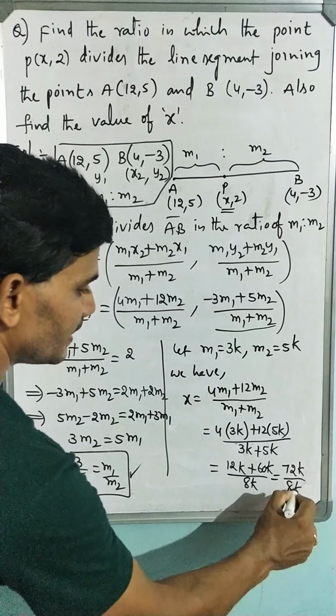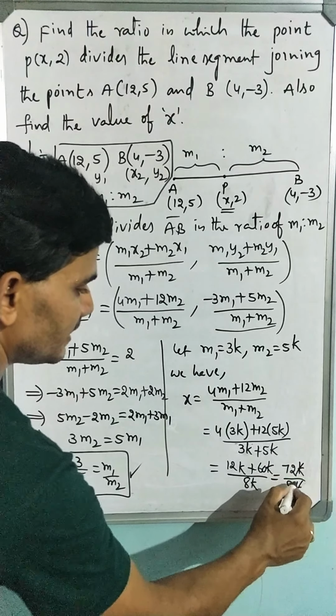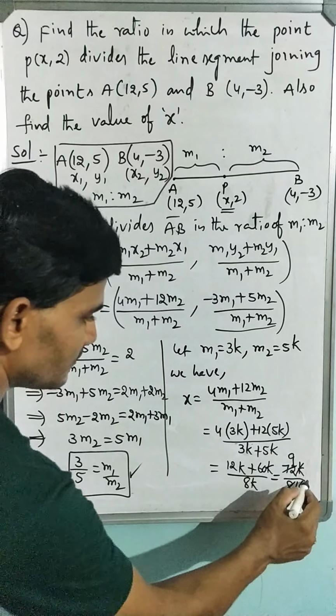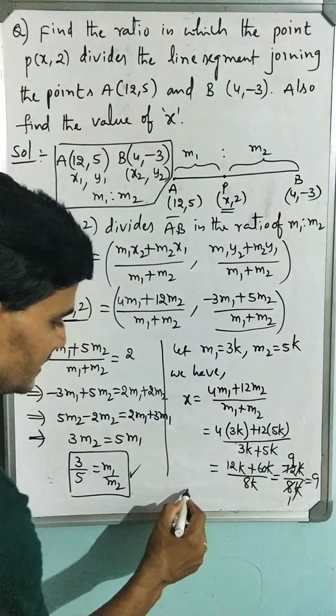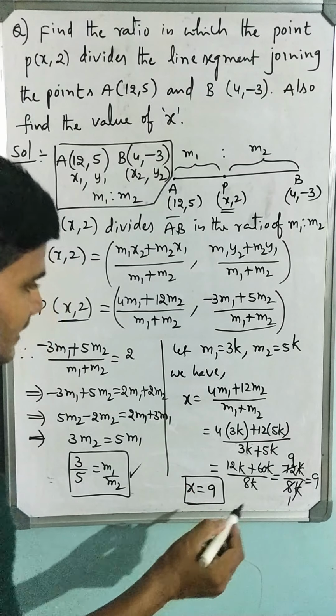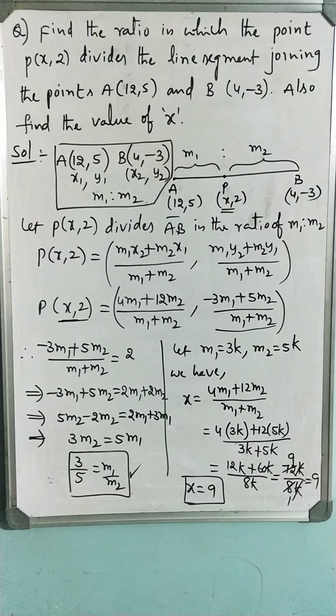by 8k. Cancel: 8 ones are 8, 8 nines are 72. So x is equal to 9. So that is the value of x.